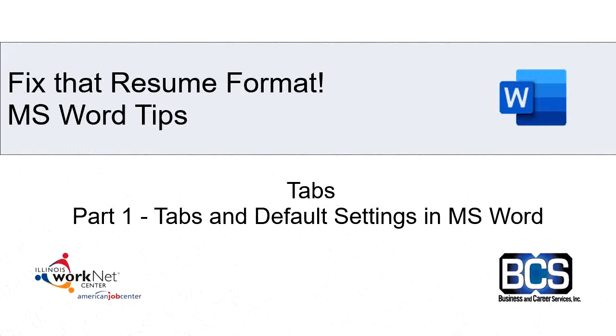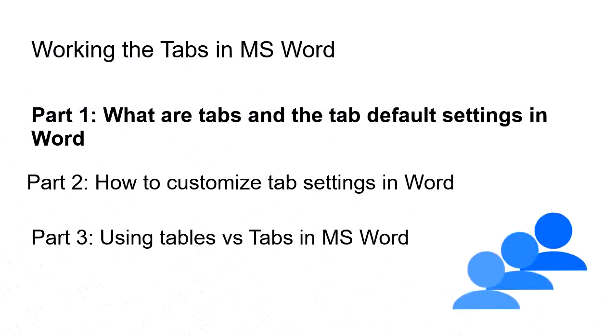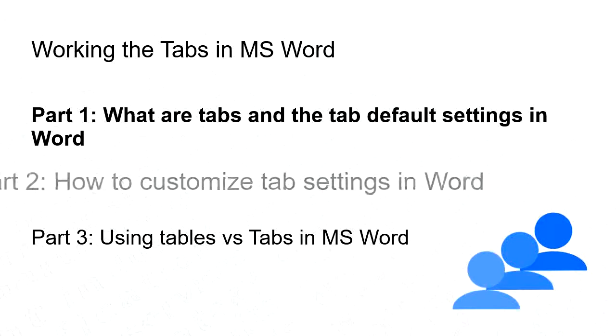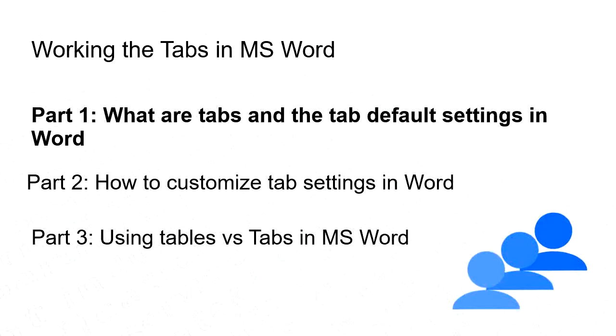Tabs are an important part of creating an applicant tracking system ready resume, so it's worth learning more about using tabs efficiently. There are 3 videos in this series. In this first video, we'll talk about what tabs are and the default tab settings in Microsoft Word. In the second video, we'll look at some techniques for managing your tab space in Microsoft Word. And in the third video, we'll take a look at tabbed paragraphs versus tables.